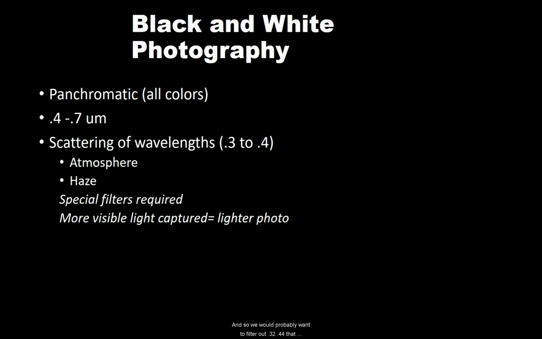And so we would probably want to filter out 0.3 to 0.4 of that spectrum, because that's the layer in which we see some of the haze and scattering take place. So the great thing about knowing the different bands in the visible spectrum is that we can eliminate certain bands and combine them to see different combinations.